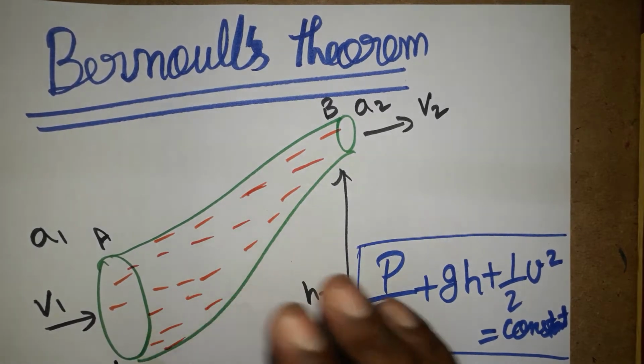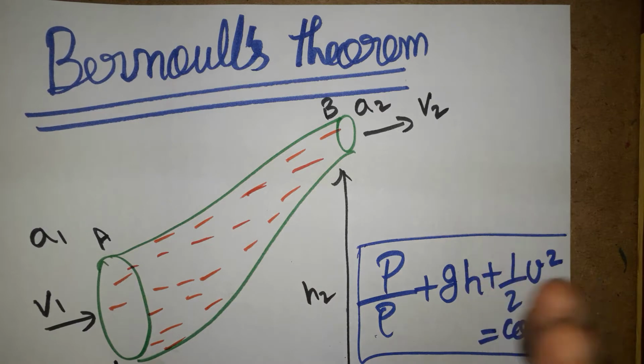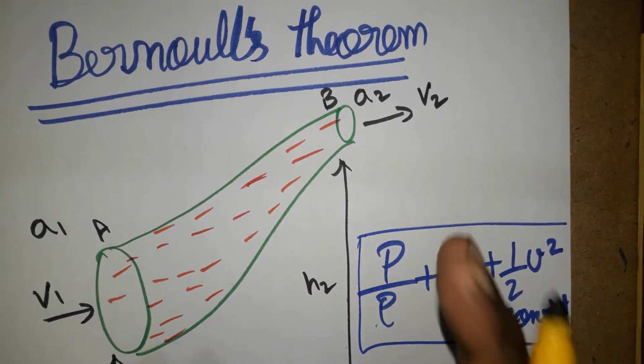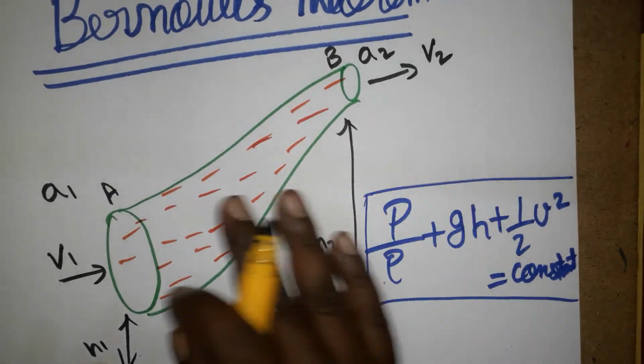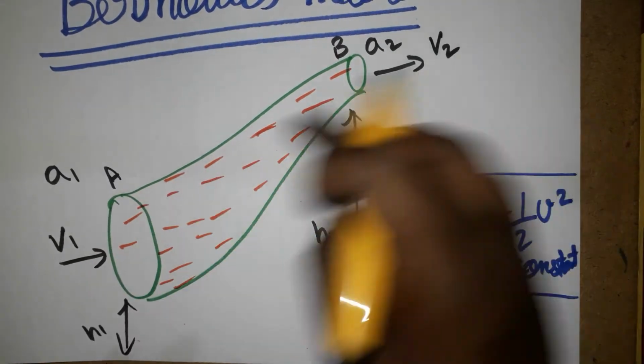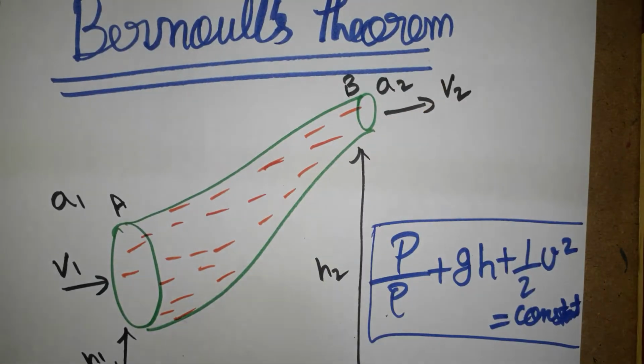That also we are going to learn. The total volume of the liquid flowing per unit time is constant. That also we are going to see in this particular video. So this is what we are going to learn: height 1, height 2, V1 velocity, A1 area, V2 velocity, A2 area.